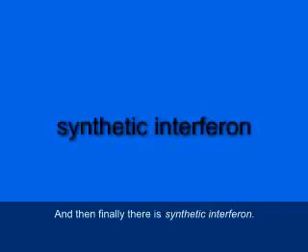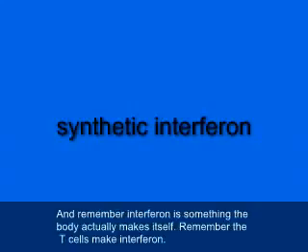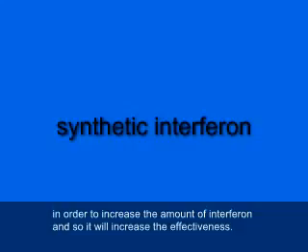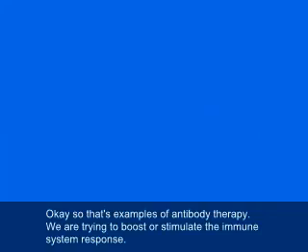And then finally, there's synthetic interferon. And remember, interferon is something the body actually makes itself. Remember, the T cells make interferon. Well, we can create it artificially and then give it to a body in order to increase the amount of interferon, and so it would increase the effectiveness. Okay, so that's examples of antibody therapy. We're trying to boost or stimulate the immune system response.